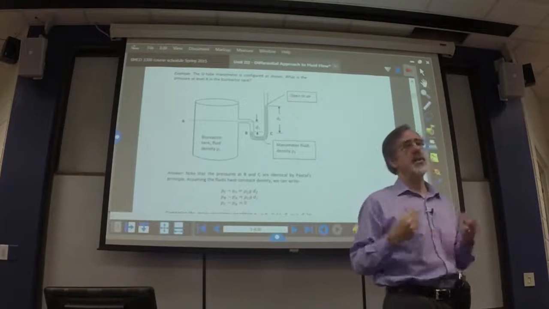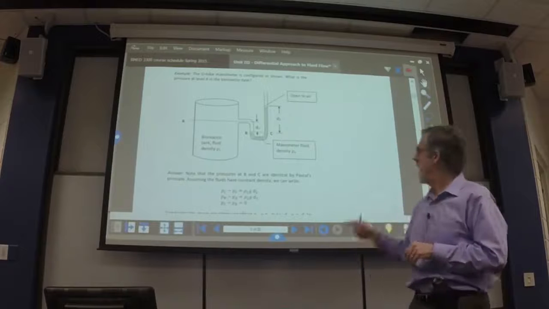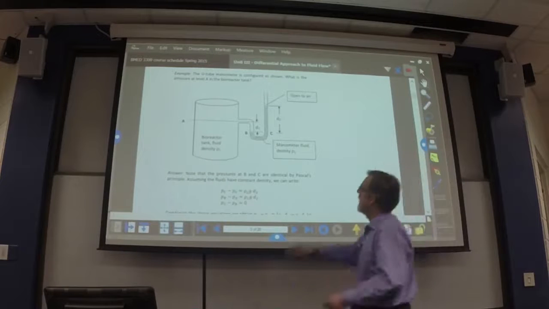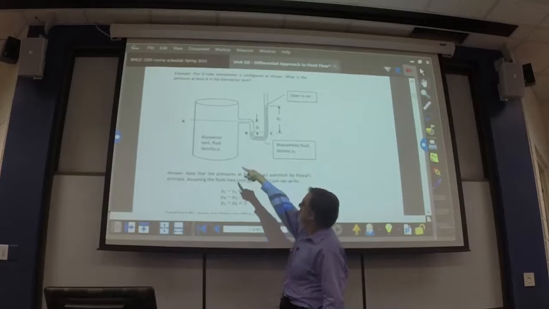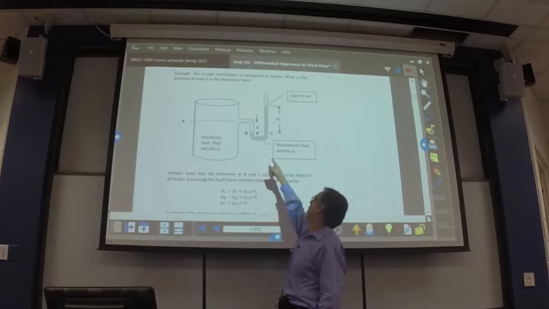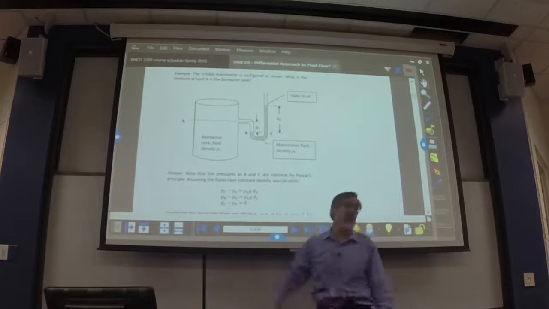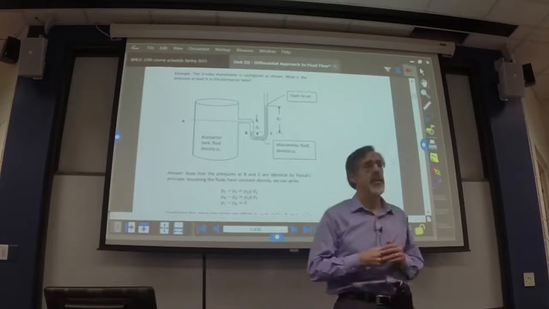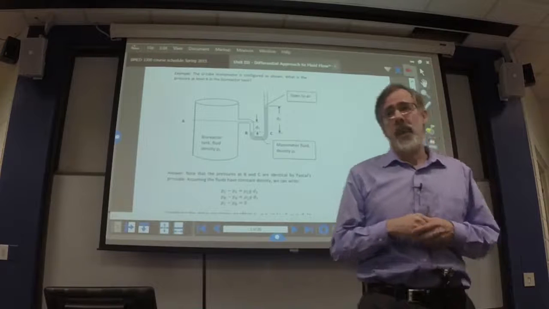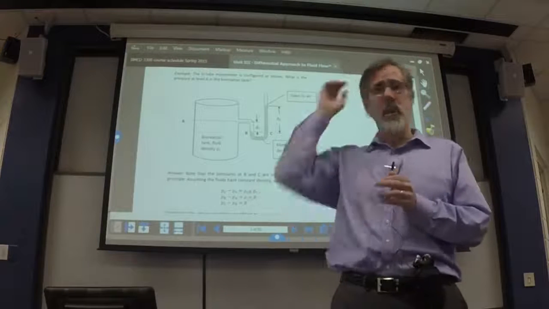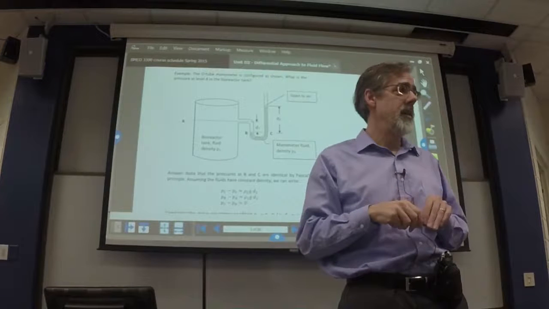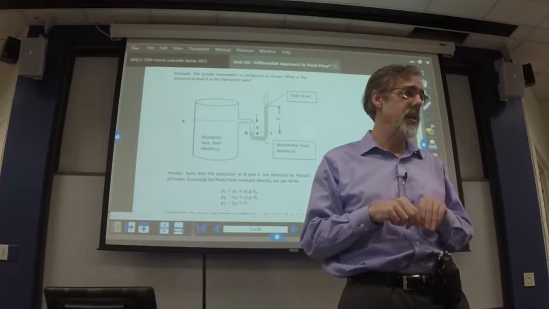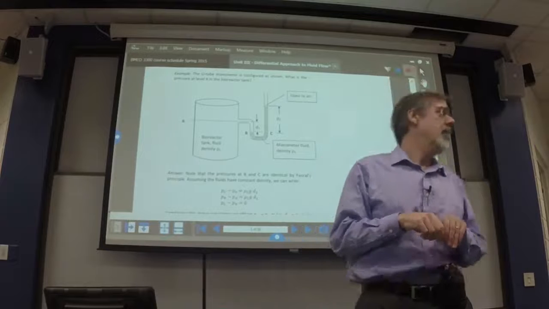So that's what I'm asked for in this problem: to derive an expression for the pressure in the tank at level A in terms of the density of the fluid in the tank, rho 1, the density of the manometer fluid, rho 2, D1 and D2, and anything else I might need, okay? Are we good on the setup of the question? Does that make sense to you? Yeah. So how are we going to do this?